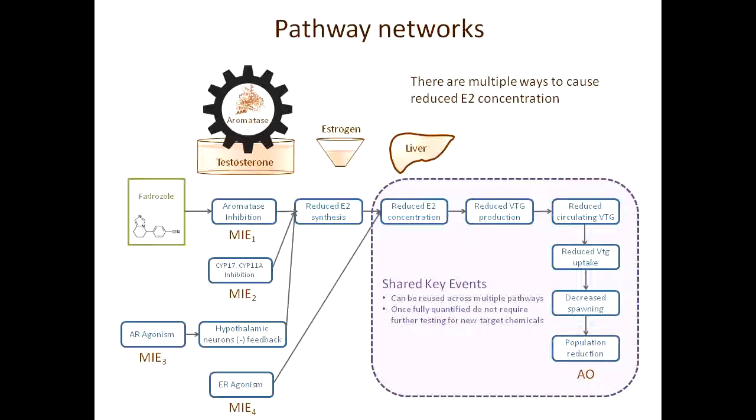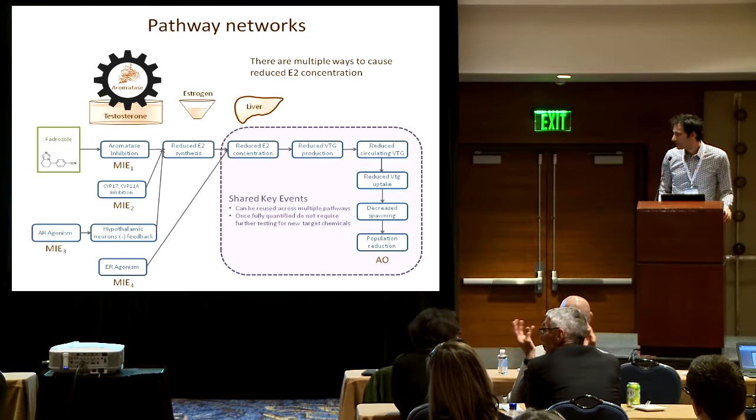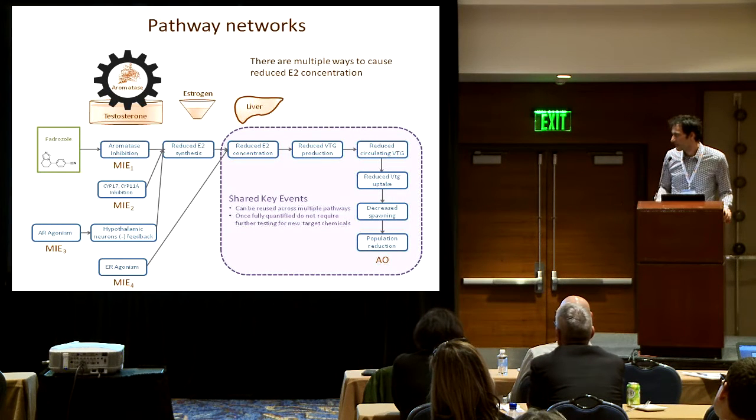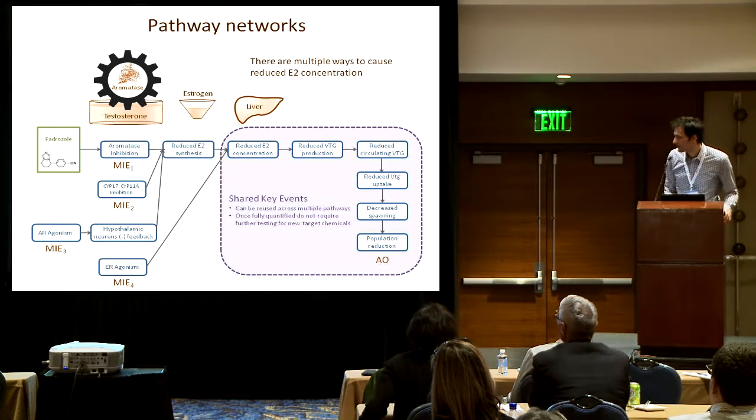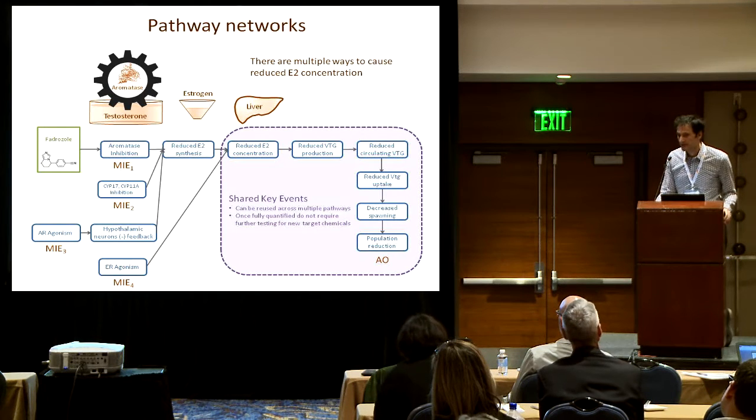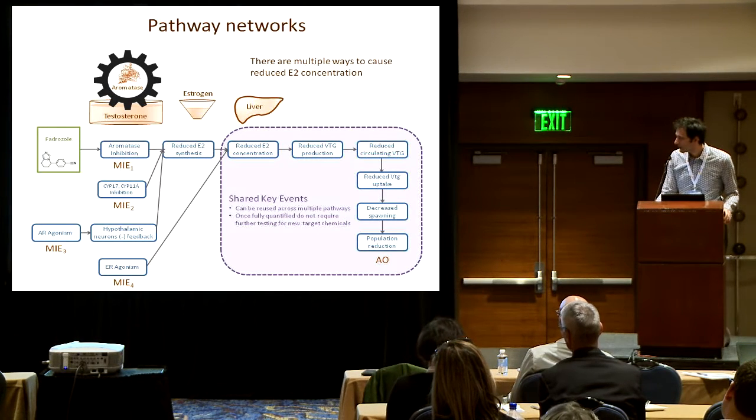So when we actually look at this pathway again, we already know that in biology there are multiple ways to cause reduced E2 concentration. And in this case, just a few to mention are estrogen receptor agonism, androgen receptor agonism, and CYP inhibition, and so forth. So again, like in the wiki, we have to define those key events that are common between pathways just once.